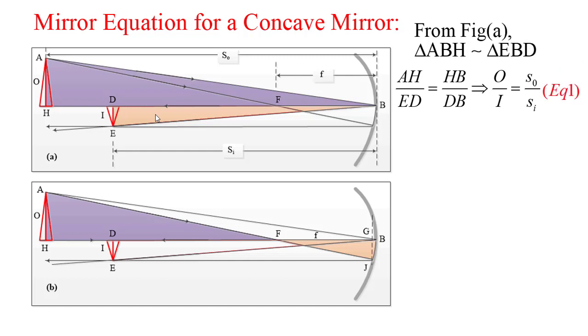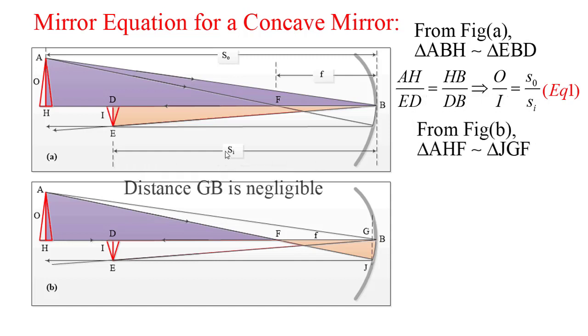So if these two triangles are similar, then AH divided by ED, that is the corresponding sides must be proportional. AH over ED must be HB over DB. And this implies that the O over I, that is the height of the object and height of the image, must be equal to SO over SI. That is this object distance SO and the image distance SI.